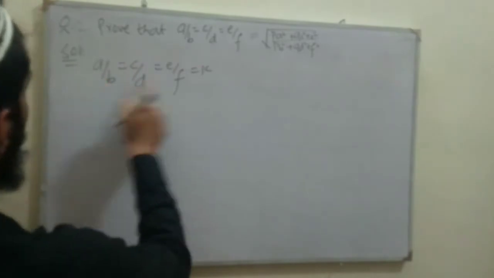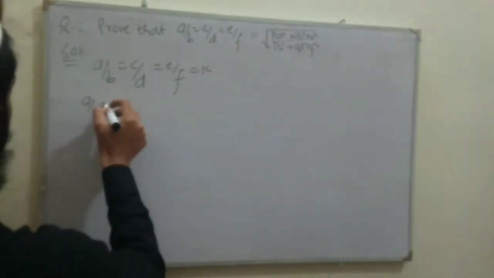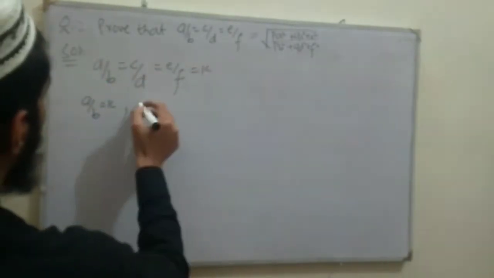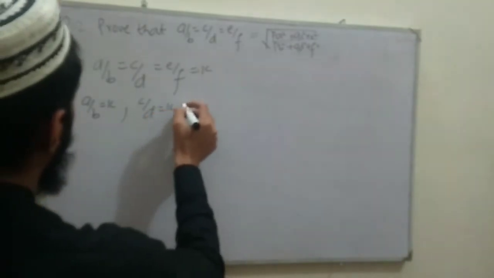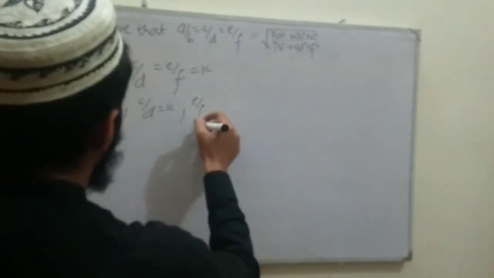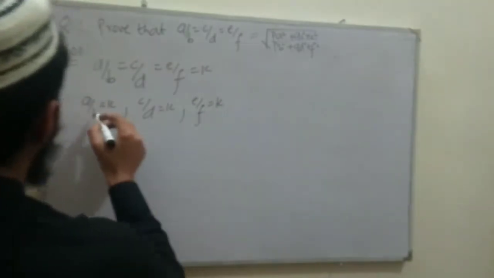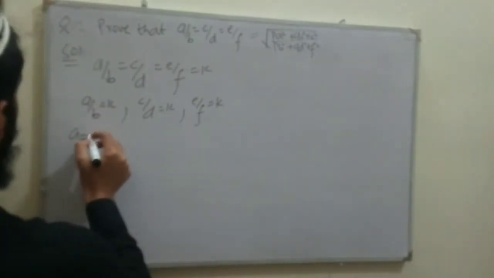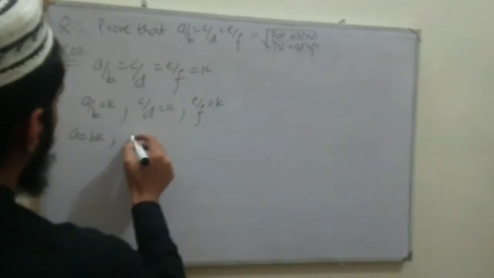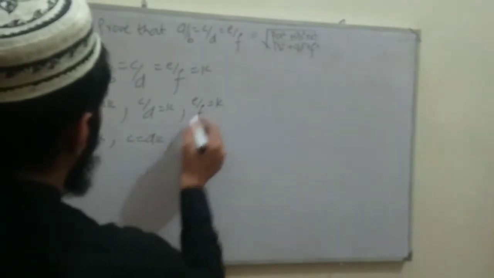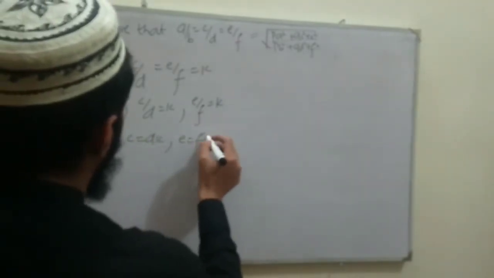So a by b is equal to k, c by d is equal to k, and e by f is equal to k. Shift b to the right hand side, it becomes a is equal to bk, using the same logic here. Similarly, c will be equal to dk and e will be equal to fk.